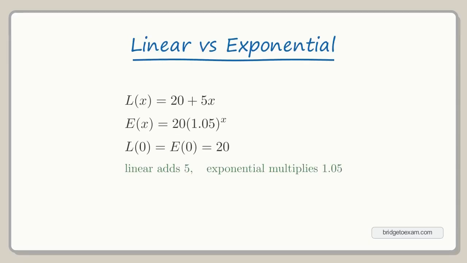Now compare L of x equals 20 plus 5x with E of x equals 20 times 1.05 to the x. They have the same initial value. The linear model adds 5 each step. The exponential model multiplies by 1.05 each step.